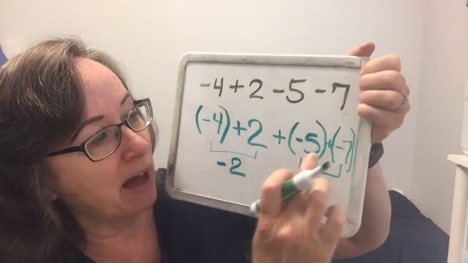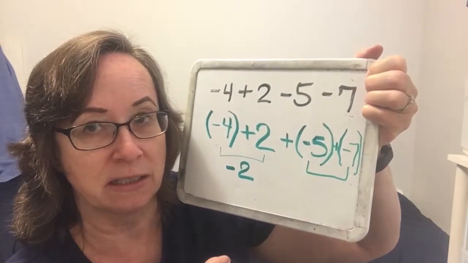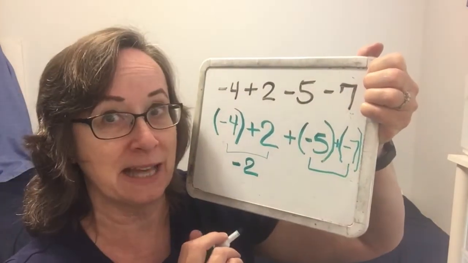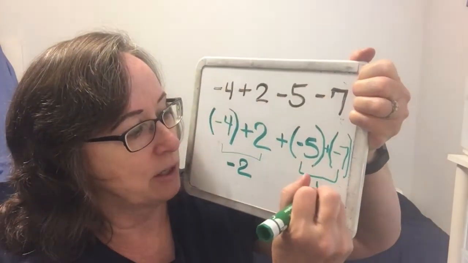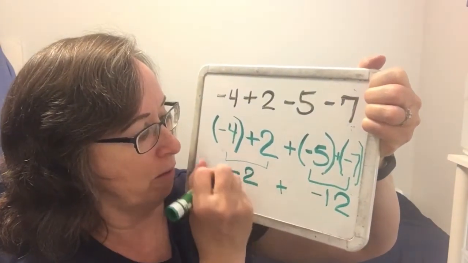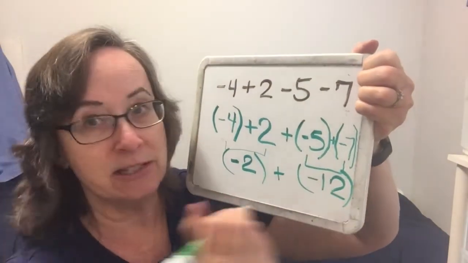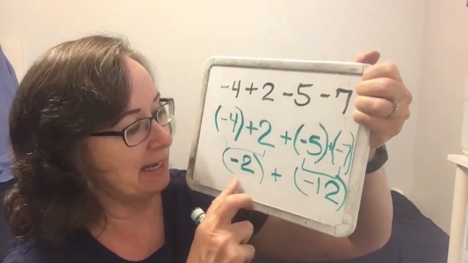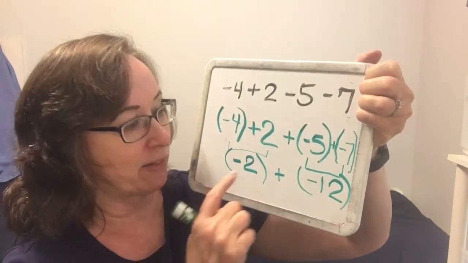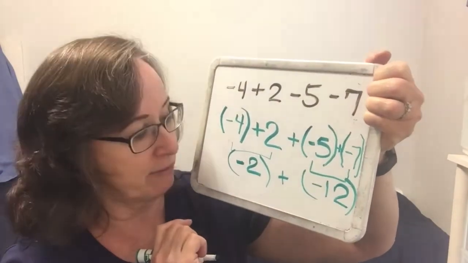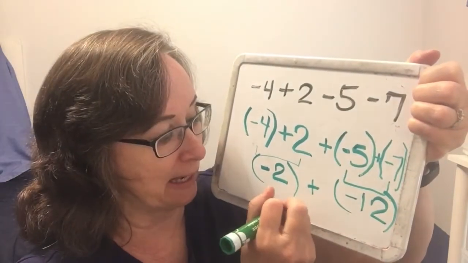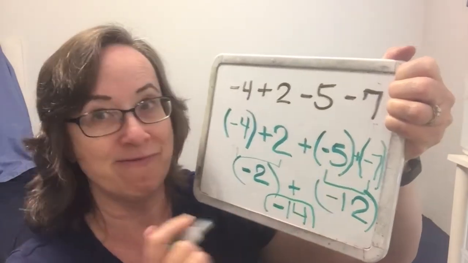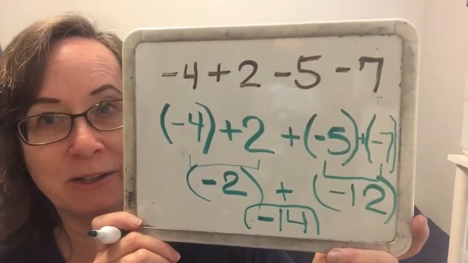So negative 5 plus a negative 7, those are like signs, aren't they? They're both negative. So negative 5 plus a negative 7 would be a negative 12. And now we're adding these two numbers. We added those two to get this one, these two to get this one, and now we only have two things left to add together, and they are both negative. So negative 2 plus negative 12 would be a negative 14. And that is a very fast way to get your problem.